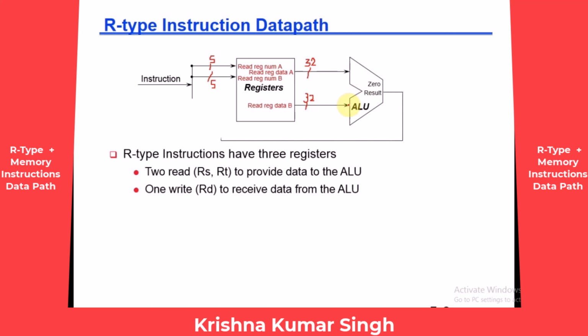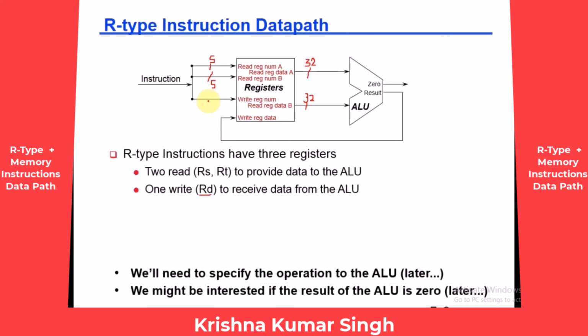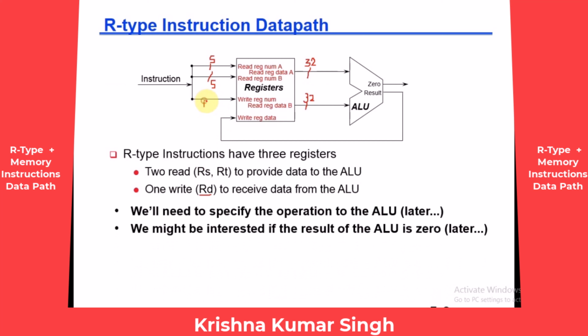These should be given to the ALU, and the ALU, according to the instruction function part, performs some operation over these two data, and the result will be given to the write register and should be saved into the destination register. So this is the destination register Rd, and these are the source registers 1 and 2, Rs and Rt.